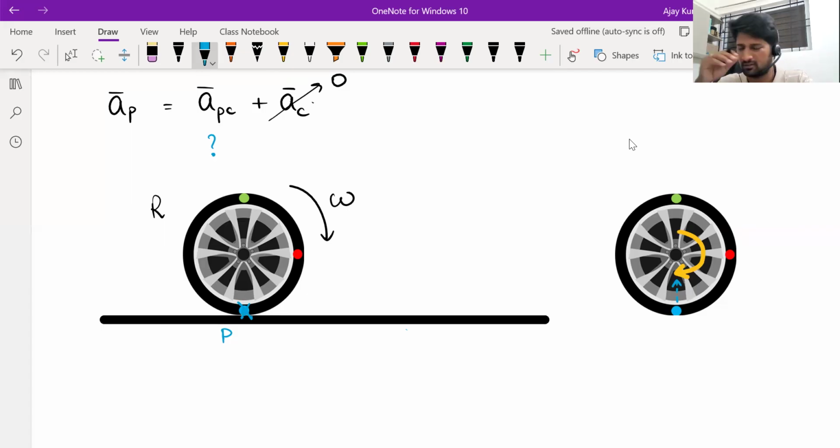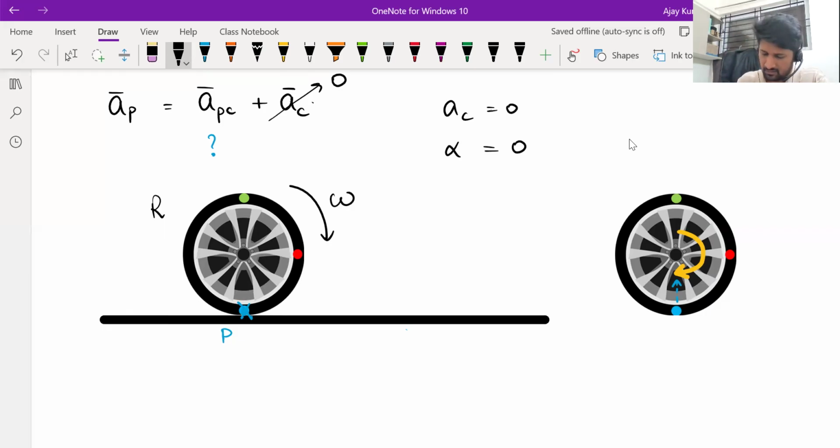Or with respect to center of mass. It may even have a tangential acceleration if alpha is there. That is not given to you in this question. I must have given it actually. Acceleration of center of mass is 0. Assume alpha is also 0. I'll also tell you what will happen if alpha is non-zero. But due to rotation, centripetal acceleration will be there. Actually, I should not say due to rotation. Any object in circular motion will have centripetal acceleration.